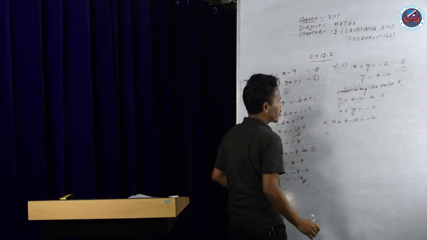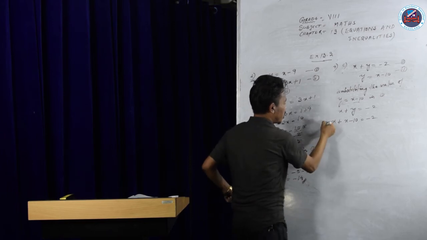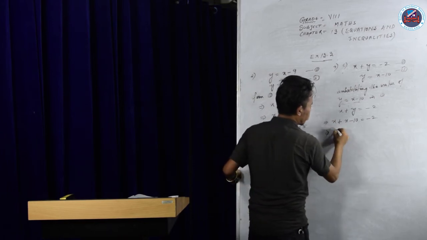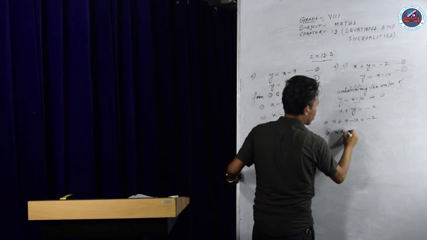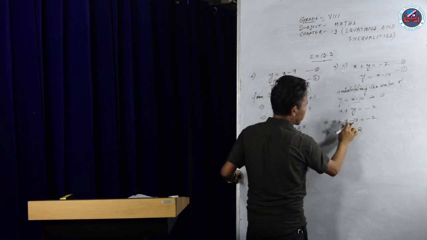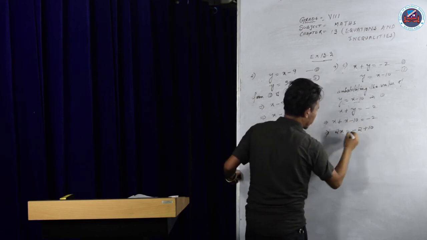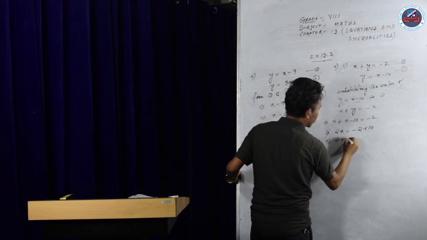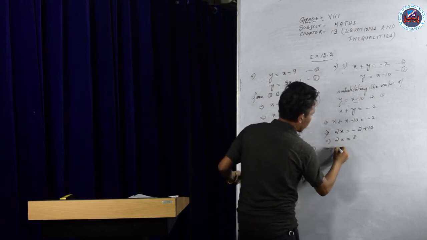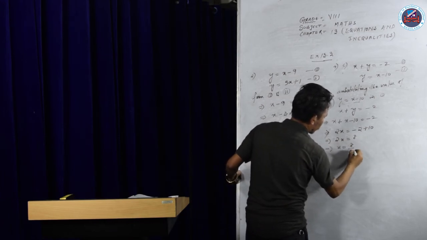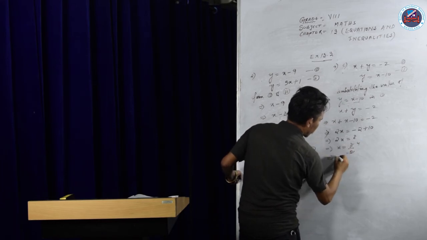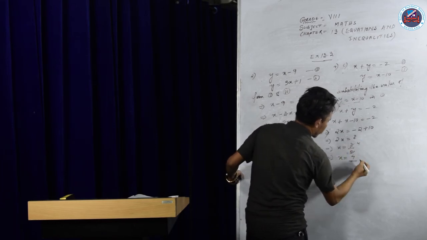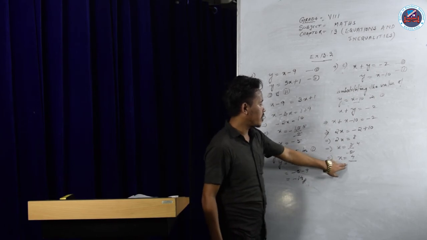So here we get x plus x, I get 2x, minus 2, and minus 10 to the other side becomes plus 10. 2x equals 8. x equals 8 divided by 2, that is 4. x equals 4. So we have got the value of x as 4.